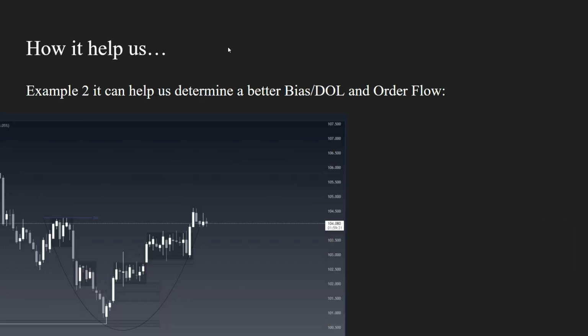Anyways, example number 2. It can clearly help you determine a better bias, draw on liquidity and order flow. Right here, it's not always clear on the pair you're trading where it's going to go. Well, now you can use the DXY as a tool to determine where it's more likely to go. Or if you see, for example, a market maker model, you will see it more clearly on the DXY. It will be more clearly defined. And now I'll show you a better picture of it.